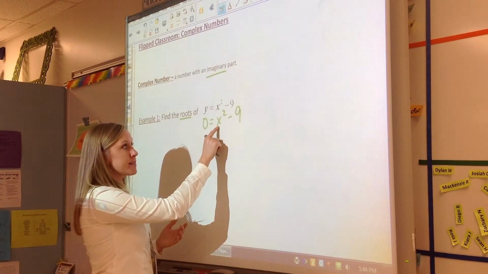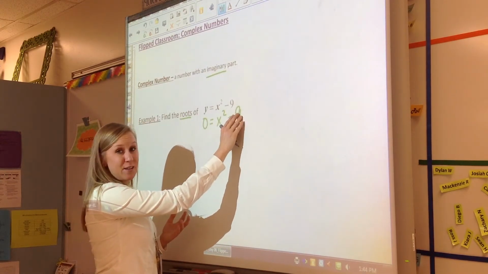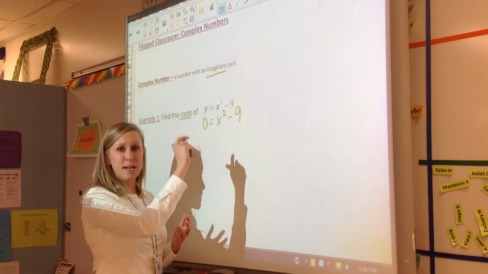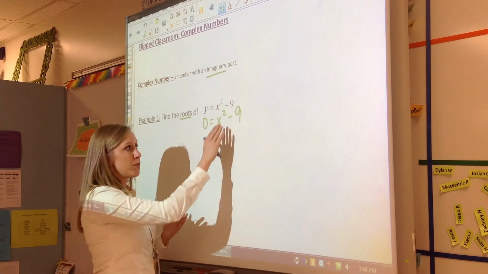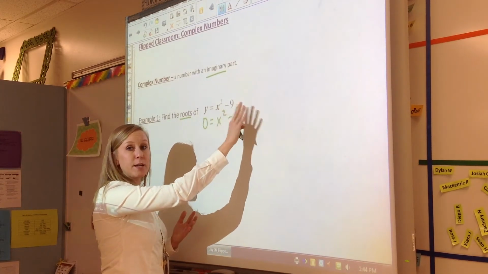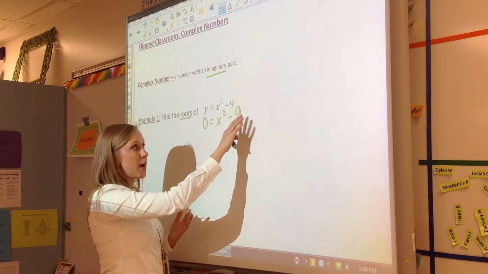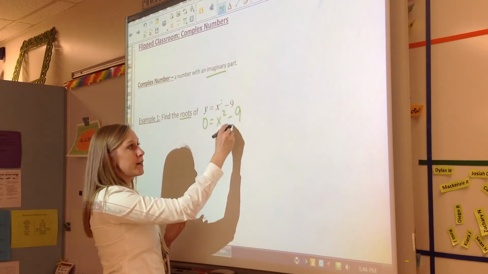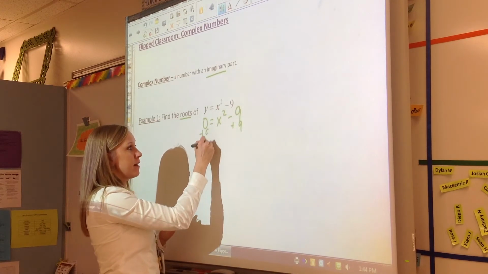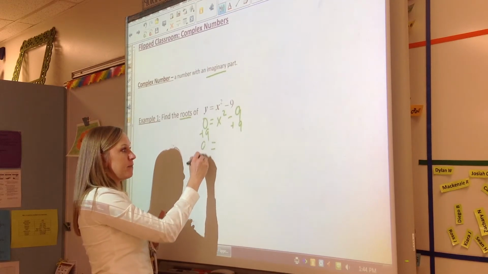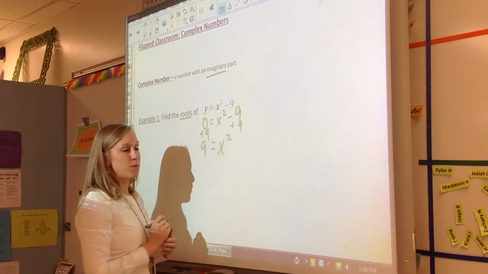So to solve for x, I need to get rid of this negative 9, and I also have to get rid of this exponent of 2. So the first thing we're going to do is always get rid of anything that's added or subtracted. So to get rid of the negative 9, we're going to add 9 to both sides of our equation, and that's going to give me 9 is equal to x squared.